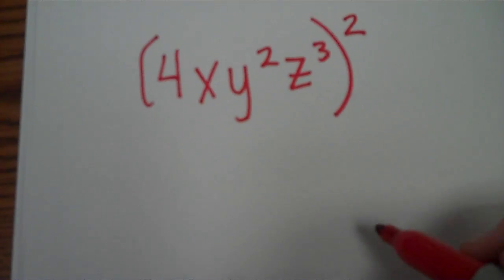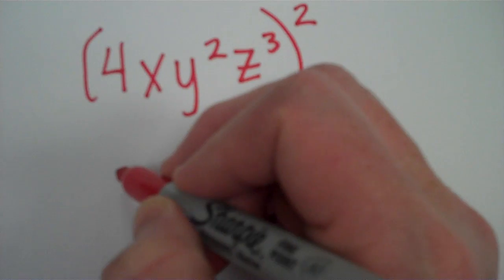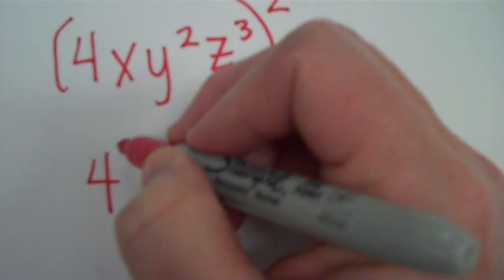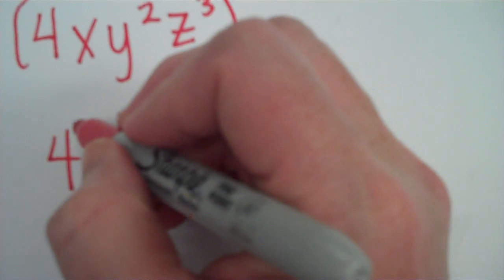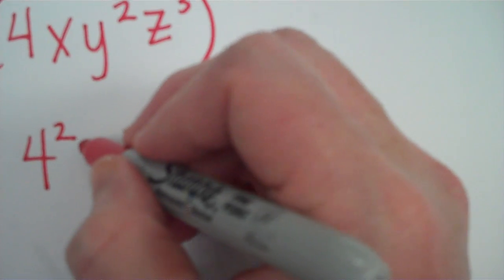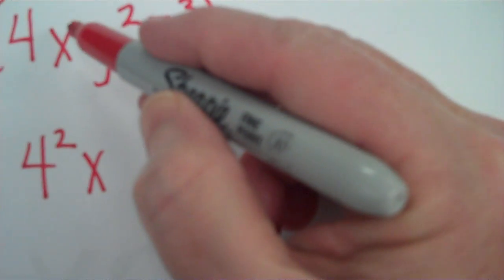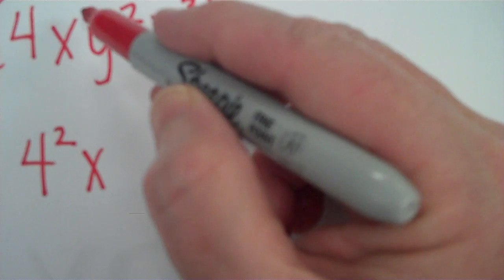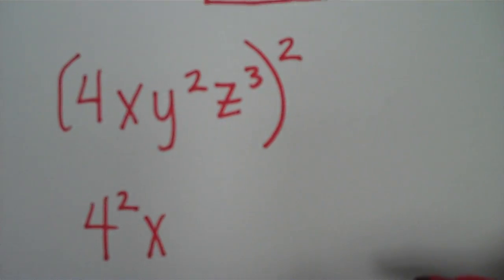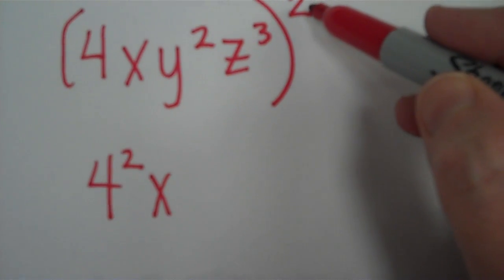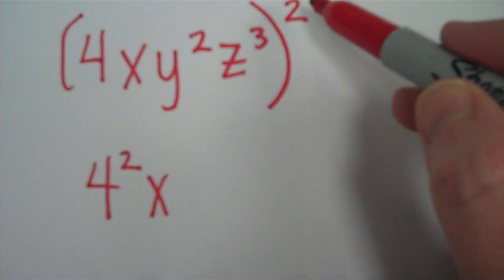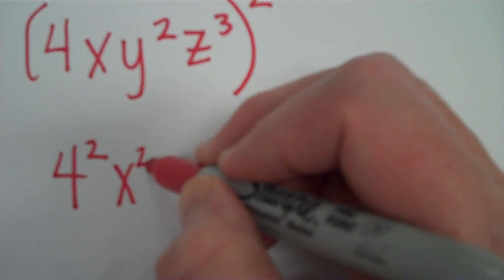So coming back over here, we start with our coefficient. We have 4, and we're going to square it. So 4 squared, then we have x. The exponent of x is 1 because it's not written there. The exponent that we're raising it to is 2. So 1 times 2 is 2.